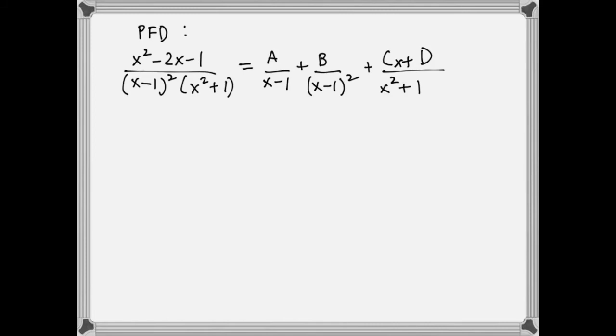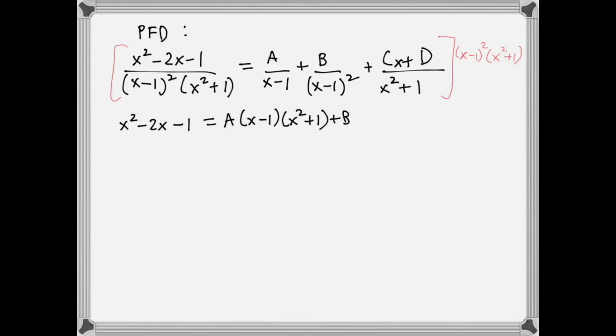So then multiply by the LCD. This LCD, of course, is exactly that denominator on the left. So we have x minus 1 squared times x squared plus 1. So if we multiply that out, we get x squared minus 2x minus 1. And this is going to equal A times x minus 1 times x squared plus 1 plus B times x minus 1 x squared plus 1 plus Cx plus D times x minus 1 squared.